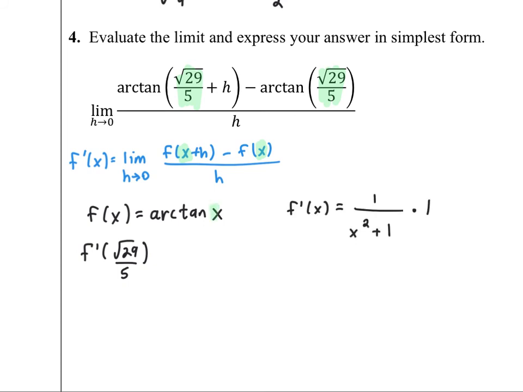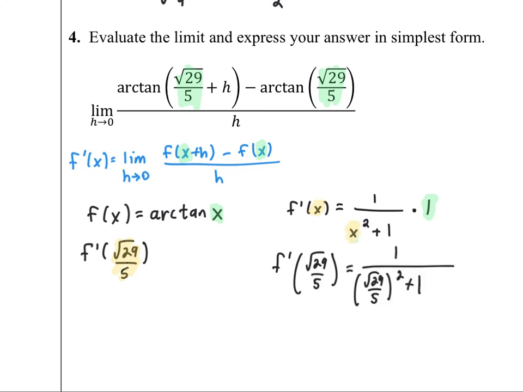My u in the formula is simply just that x. So I replace the u with the x, and this is the derivative of x, which is just times 1, which is unnecessary to write, but just so you see that chain rule going on. And what this limit is actually wanting me to find is f prime of square root of 29 over 5. So now I've got to plug in that square root of 29 over 5 for my x. And this would be a fine answer except for this part of the directions that say express in simplest form. So I'm going to have to algebraically simplify this a little bit.